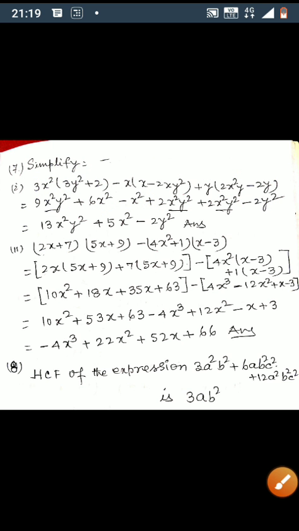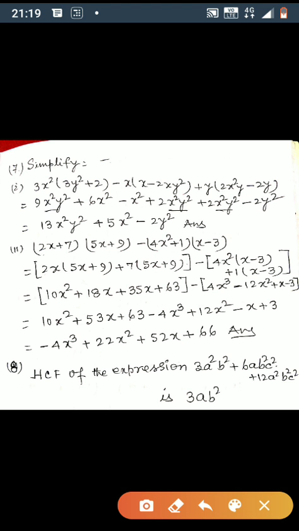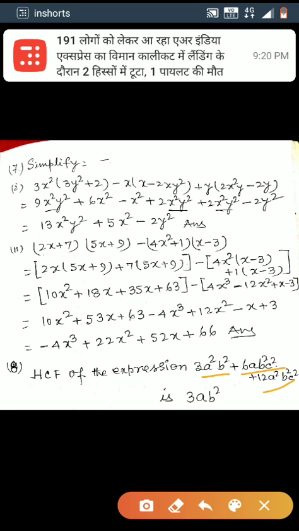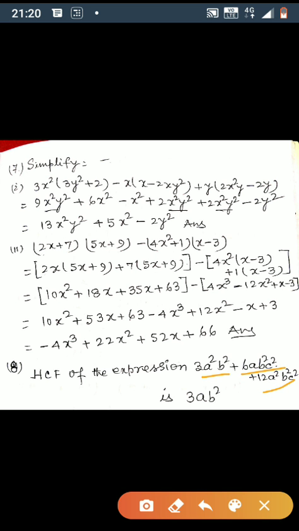Similarly, you can simplify question number 7 too. Now question number 8. Find the HCF of the terms in the expression. The HCF of the expression 3a square b, a square b square plus 6ab square c square plus 12a square b square c square is: HCF of the numerical coefficients 3, 6, 12 is 3, and the minimum power of a is only a, and the minimum power of b is b square. So the required HCF is 3ab square.